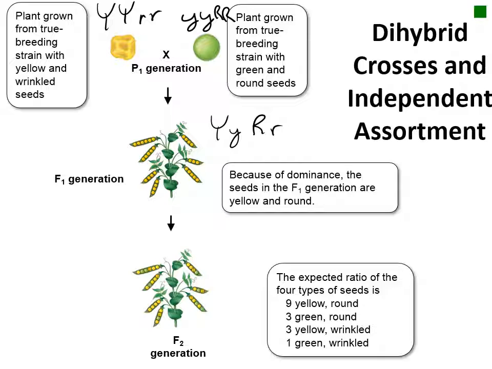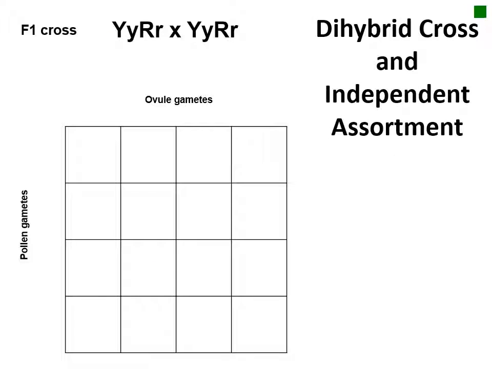We further observe this independent assortment when we look at the F2 generation, where the offspring were always observed in a phenotypic ratio of 9:3:3:1. This ratio is always seen in a dihybrid cross of two heterozygotes, as long as the genes are on separate chromosomes. By using a Punnett square, you can see where the expected 9:3:3:1 phenotypic ratio of the F2 generation comes from.